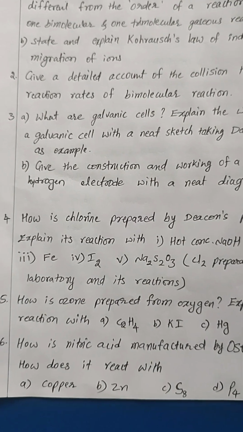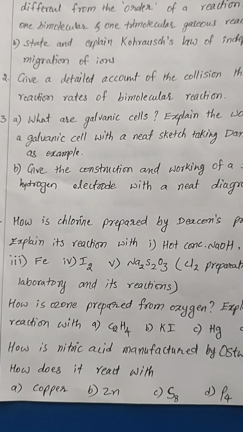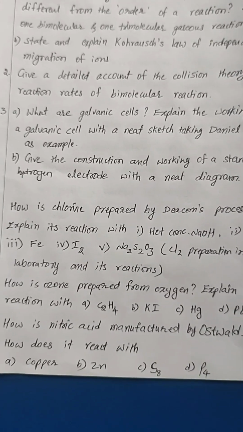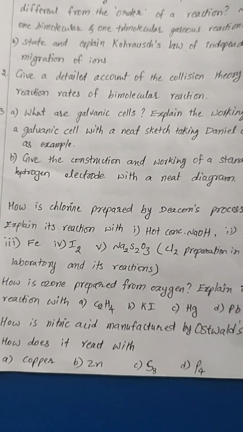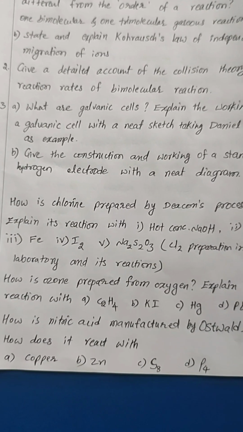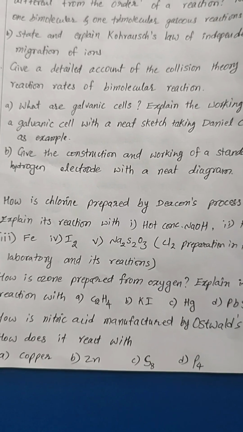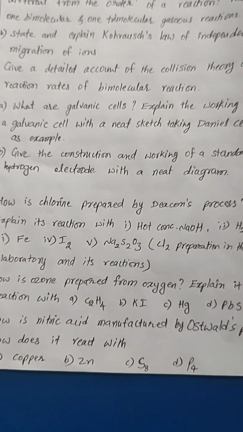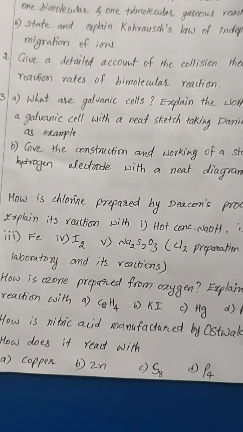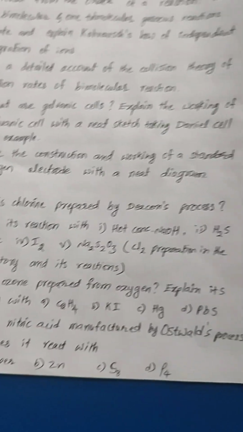Another important one, third question: what are galvanic cells? Explain the working of a galvanic cell with a neat sketch, taking Daniell cell as example. In that, B: give the construction and working of a standard hydrogen electrode with a neat diagram.